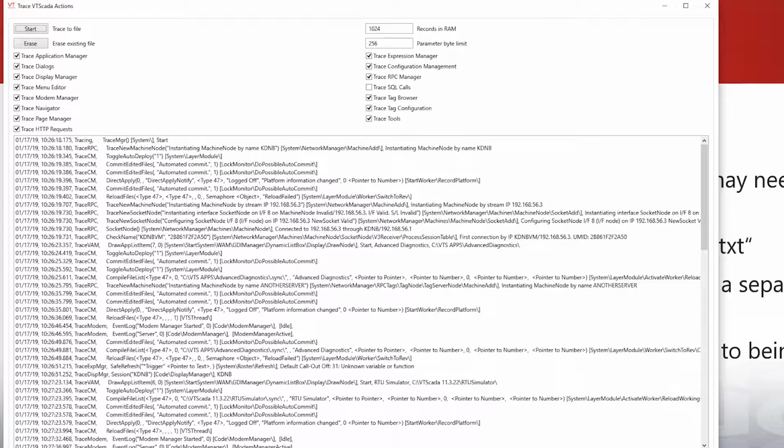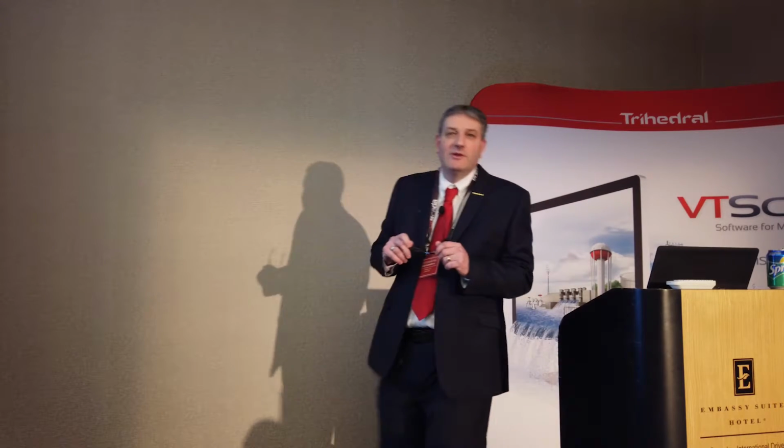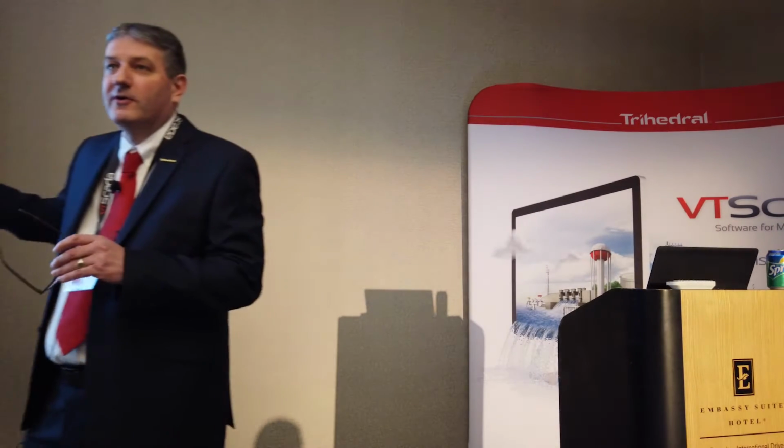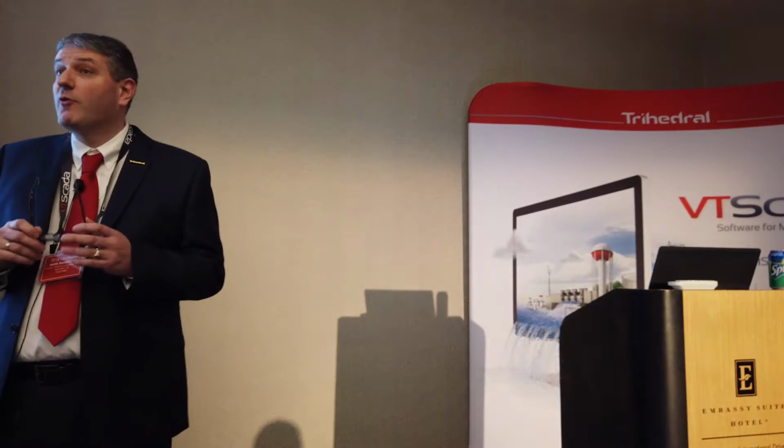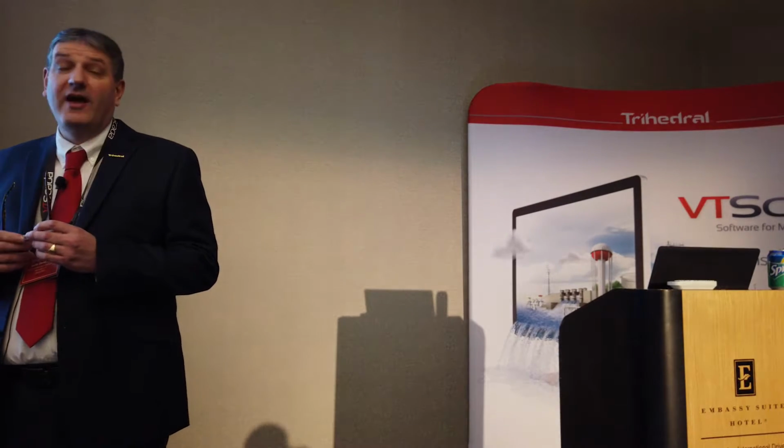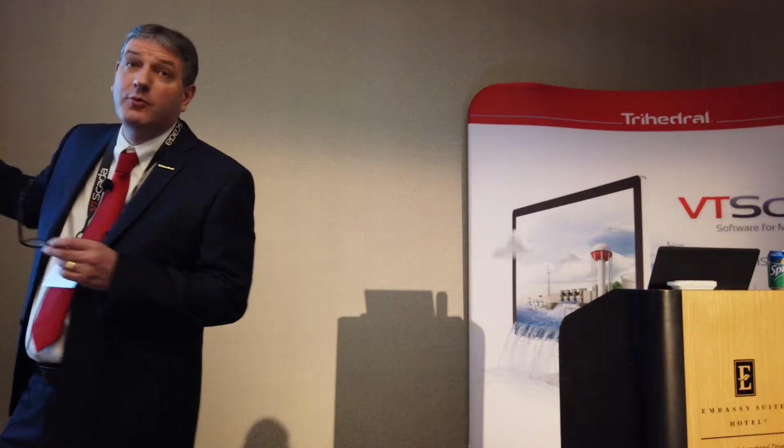And then the messages, there are lots of things. So for example, the date and timestamp that VTScada started tracing. Okay, what we've got, it traced new machine node, instantiating a new machine node by the name of KDNB, and then that's in the system network manager machine add module, and so on. And again, you're not really going to be interested in the contents of this file, but the developers, if something's going wrong, really are, and they'll be able to help you out by looking at what's been reported in here.